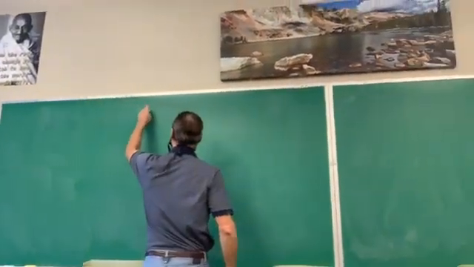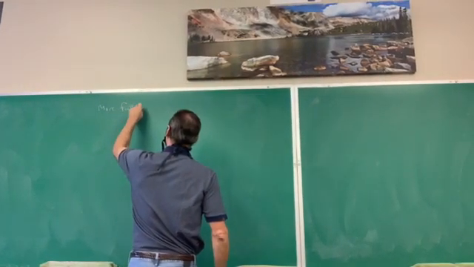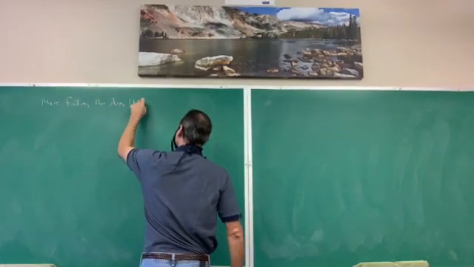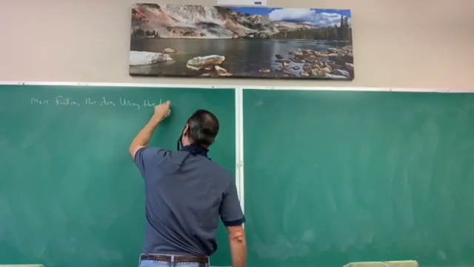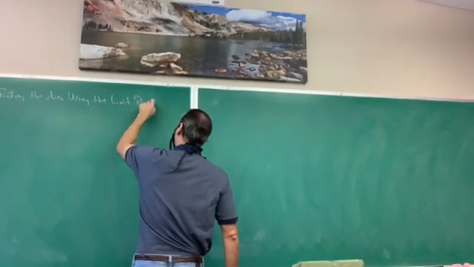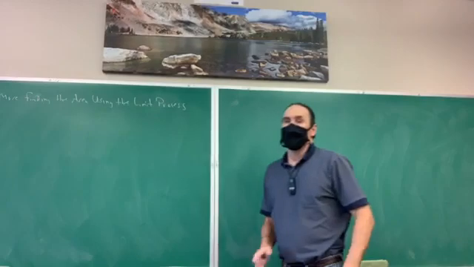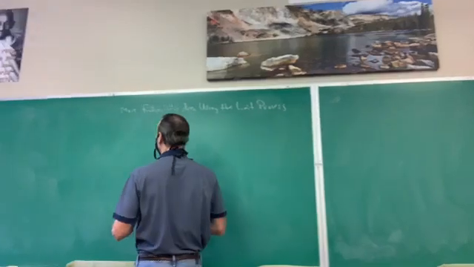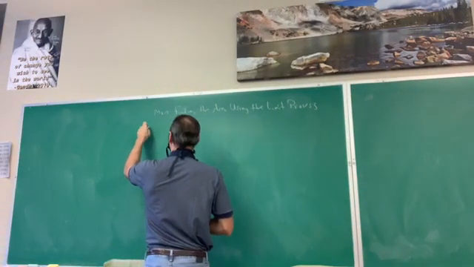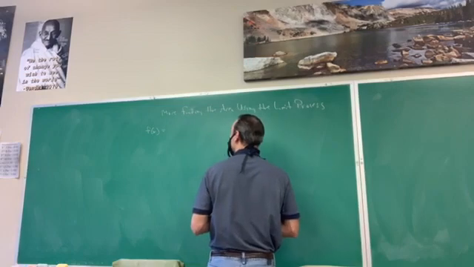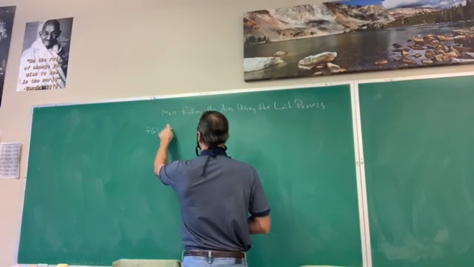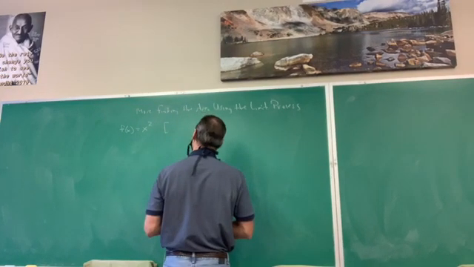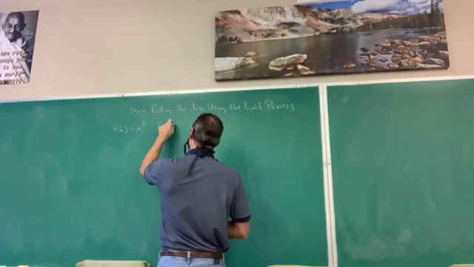So this is more finding the area using what we call a limit process. We'll choose as our function f of x, let's say, plain x squared, and we're going to make our interval go from, let's say, 1 to 3.